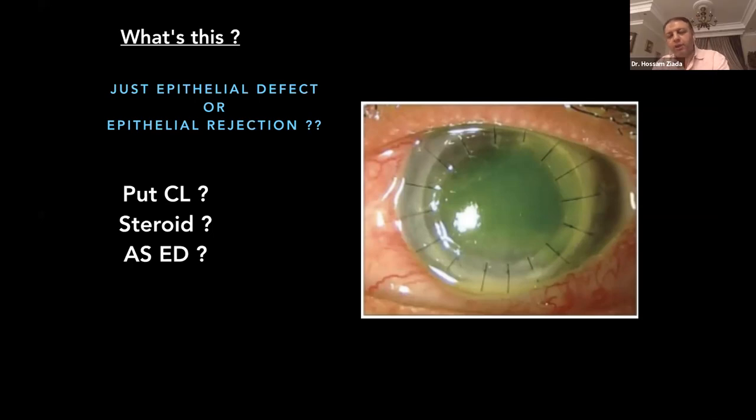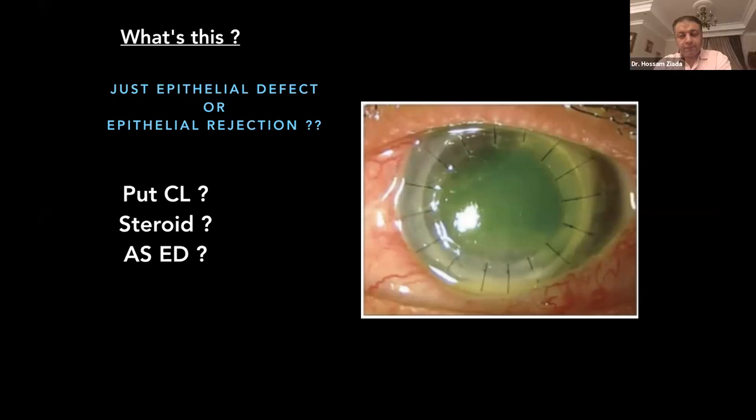Well, Dr. Asad, what about the autologous serum eye drops? Did you try it before with such a patient? Yes, I tried it, but in selected cases, in case of severe dry eye or suspected rejection due to dryness or due to autoimmune disease. I tried it in some cases and got good results. Okay, good results, even with such epithelial defect?